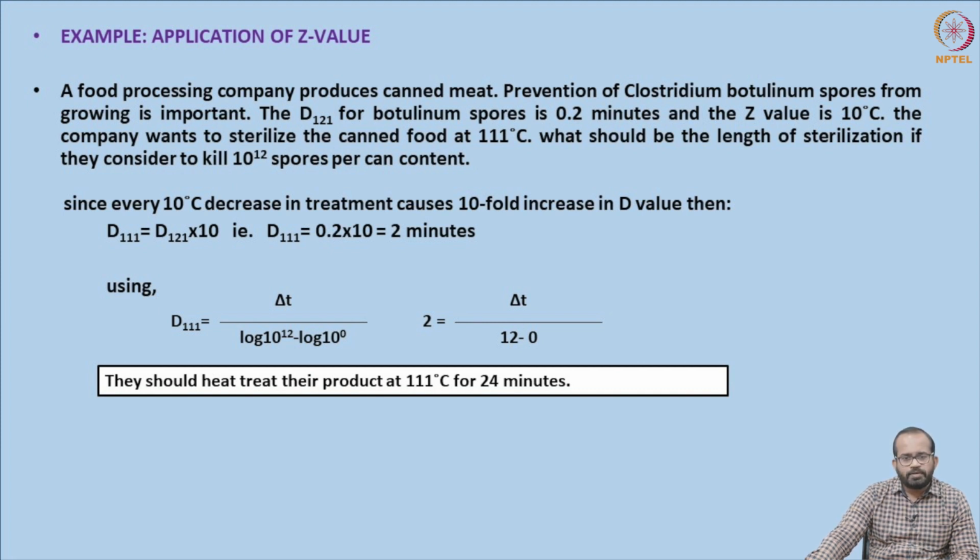Using the equation that we have already given, you can find that delta T is equal to D111 times log 10 raised to 12 minus log 10 raised to 0. Here 10 raised to 0 is the final population that we require. Using this formula, you can find that delta T is around 24 minutes. So they should treat their product at 111 degrees centigrade for 24 minutes to bring down the population to 10 raised to 0, so complete destruction of the population. This is how we are going to apply these equations in different methods.